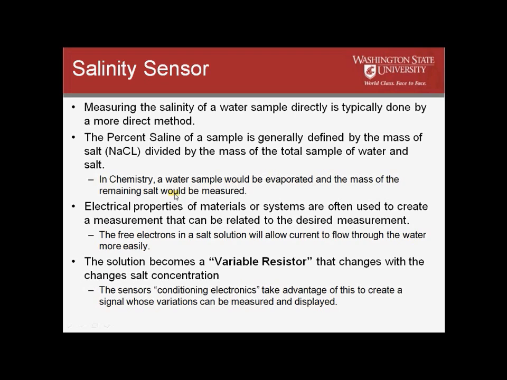Now the good news is electrical properties of materials or systems are often used to create measurements that can be related to a desired measurement. In this case, the free electrons in the salt will allow current to flow through the water more easily. As the salt solution varies in the level of salinity, the number of free electrons varies. So the solution essentially becomes a variable resistor that changes with the changes in salt concentration. Sensors can take advantage of this changing resistor and create a signal that can be displayed and used as part of a control system.